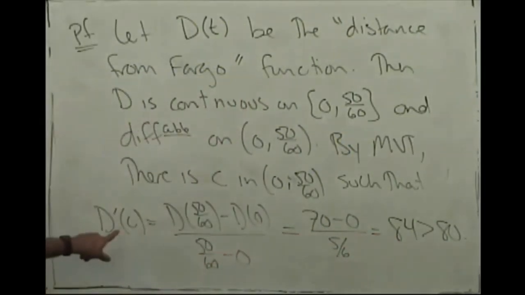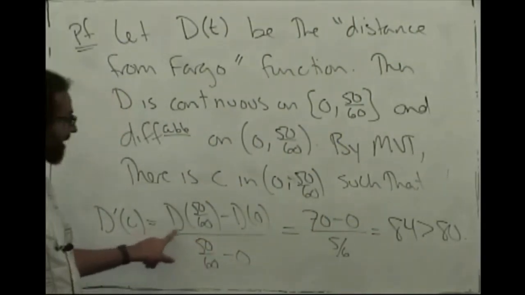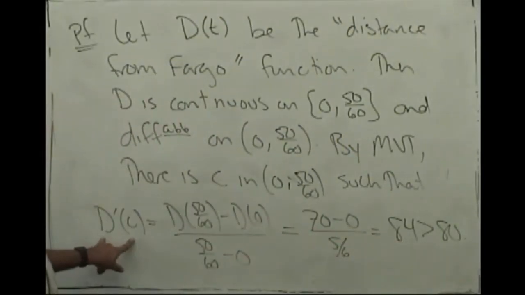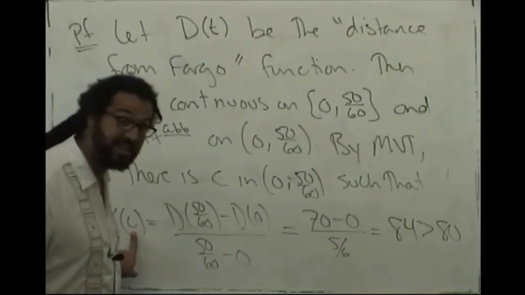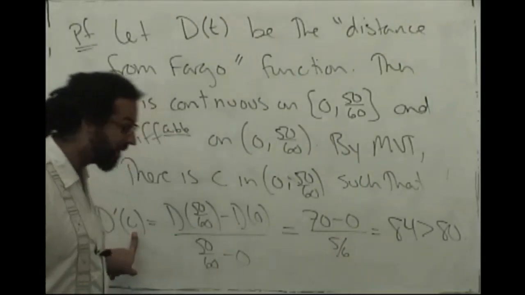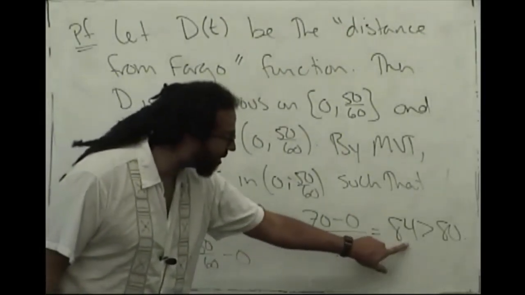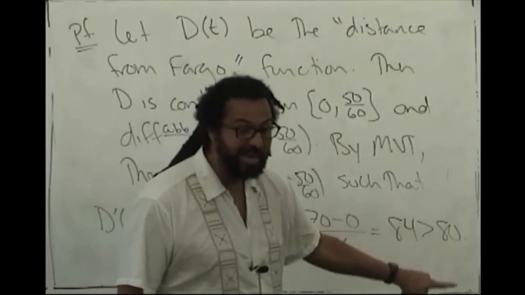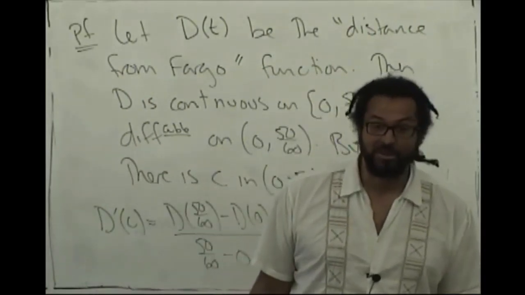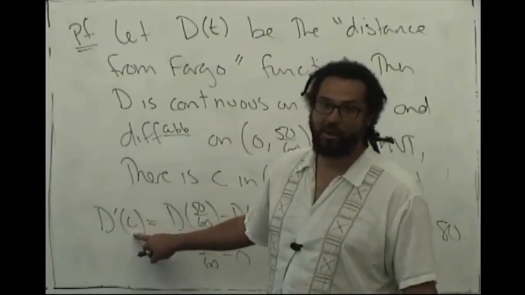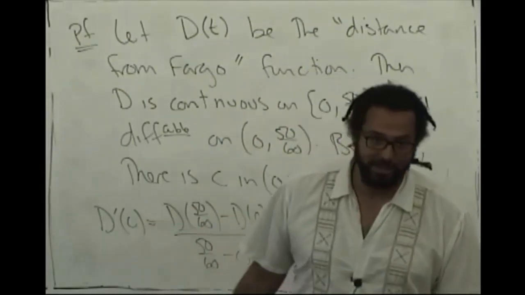So that says the derivative of my distance function at the point c is 84. In other words, my velocity at the point c, my instantaneous velocity, because it only takes an instant to break the law, d prime of c, my velocity then, is 84 miles per hour. That's bigger than 80, and so I definitely broke the law at t equals c hours or minutes or whatever you want. Okay.